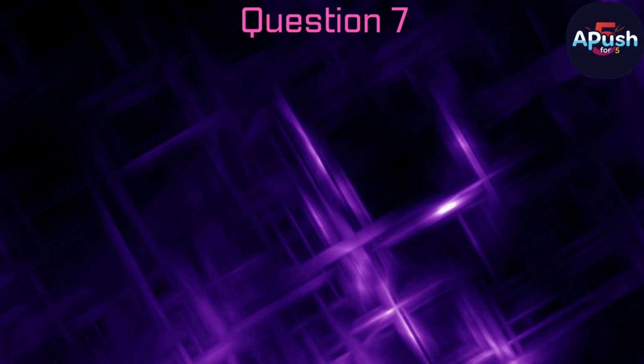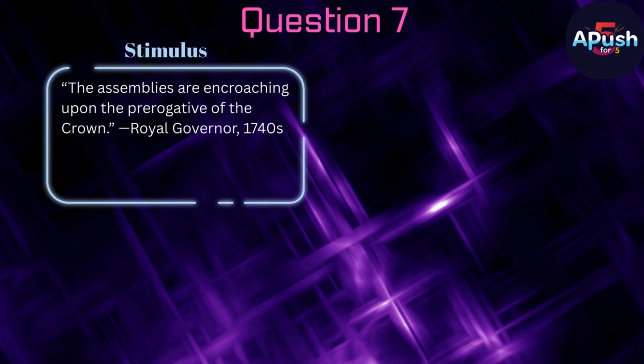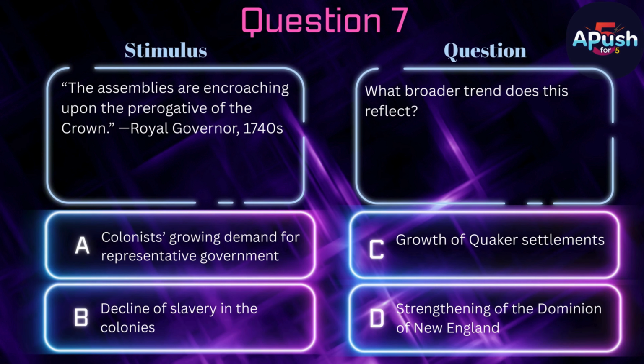Question 7. Stimulus. "The assemblies are encroaching upon the prerogative of the Crown." Royal Governor, 1740s. Question: What broader trend does this reflect? A. Colonists' growing demand for representative government. B. Decline of slavery in the colonies. C. Growth of Quaker settlements. D. Strengthening of the Dominion of New England.